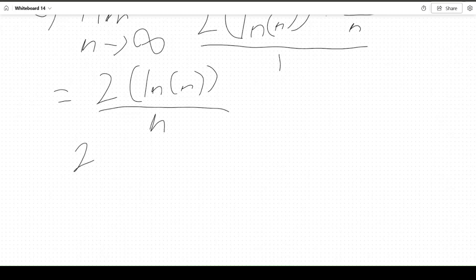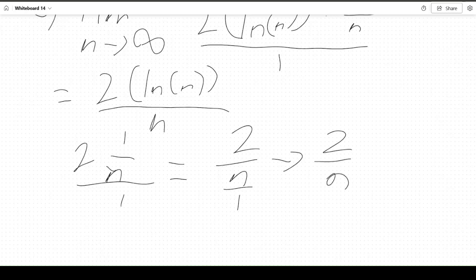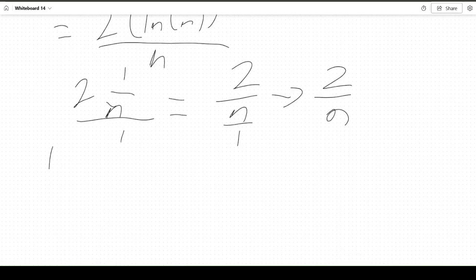So this will be just 1 over n, just be 1. So this will be 2 over n, 1 over 1. So it will be 2 over n. When we do this, our next step is dividing it by the n, or the highest exponent.